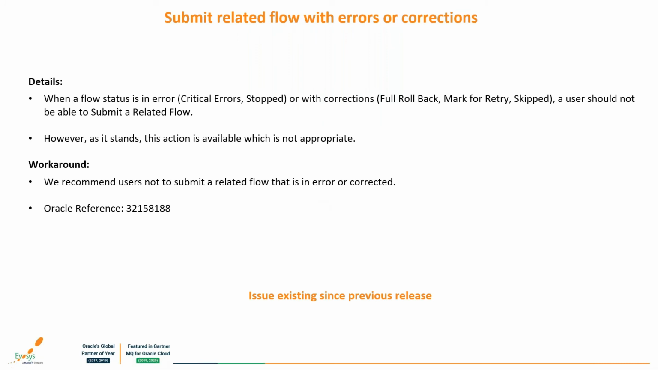The next is submit related flow with errors or correction. In case you submitted a flow which resulted in an error, the additional actions that you can perform on the flow include submit a related flow, which is again not an expected outcome. We do not want to submit a related flow with the current flow that has already errored. So currently there is no workaround or fix for this, but we need to avoid submitting a related flow of a current errored out flow.